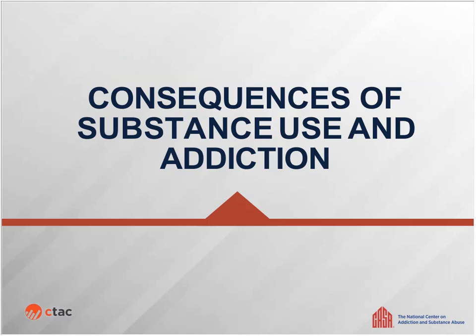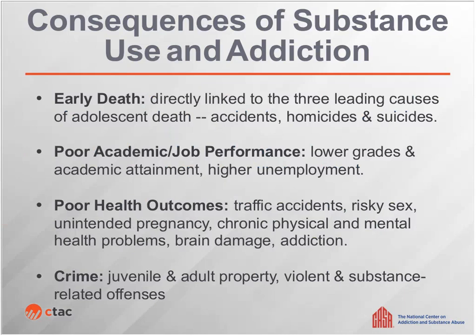I'm going to talk about the consequences of substance use and addiction, and these really span from individual to family to even societal consequences. Early death, as we know, there have been a lot of overdoses on the rise, but also accidents, homicides, and suicides can be related. Poor academic and job performance are another consequence, having low grades, dropping out of school, and that really impacts a youth's developmental trajectory, what they're able to do in the future.